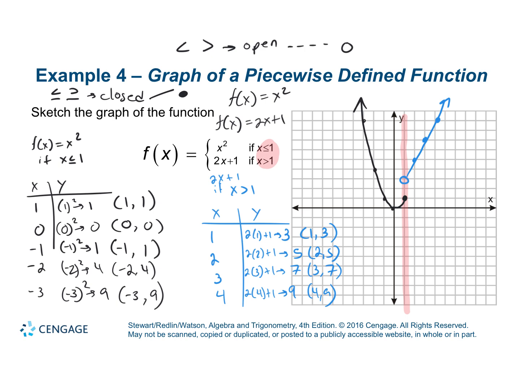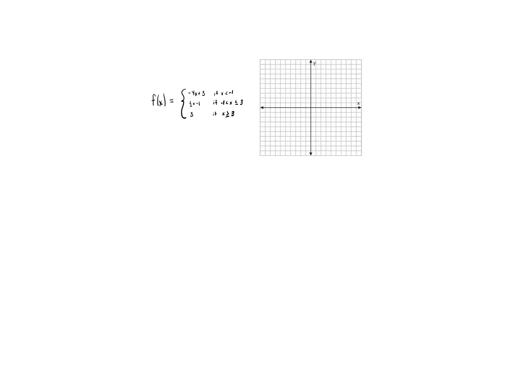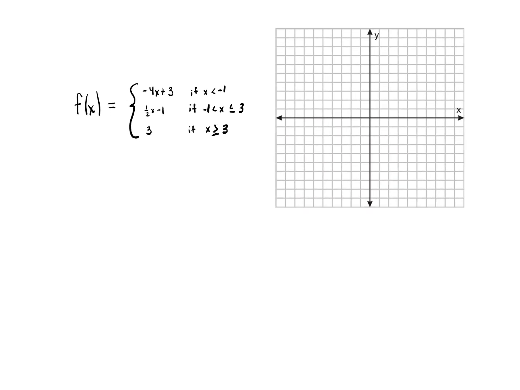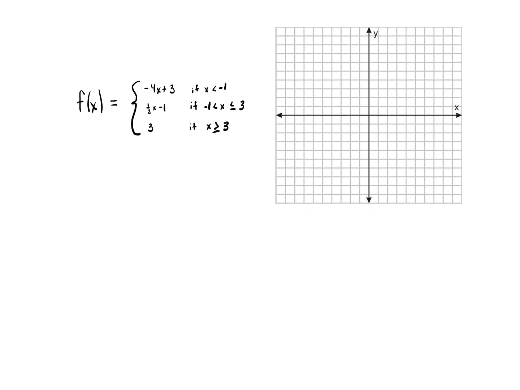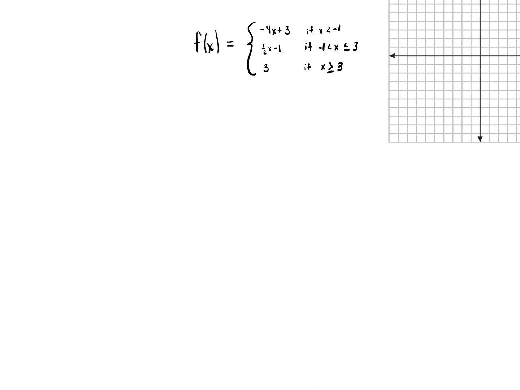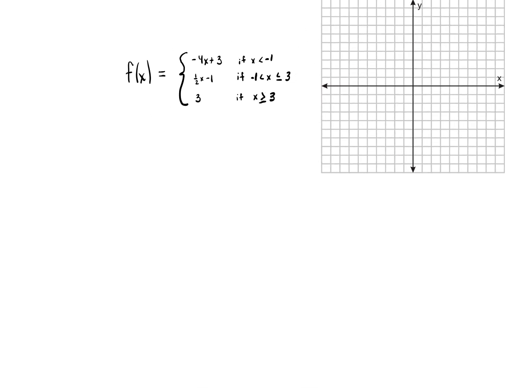The dotted line is only for inequalities, since when we graph them, I went a little ahead. Since these are equal signs, we're just going to do a straight solid line. Now we have 3 equations in this case: the negative 4x plus 3, the a half x minus 1, and then a 3. So I'm going to do an XY chart of f of x is negative 4x plus 3, again, if x is less than negative 1.